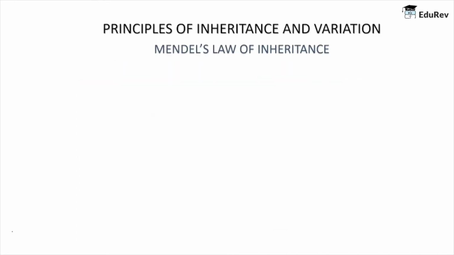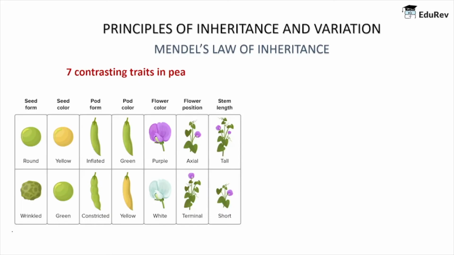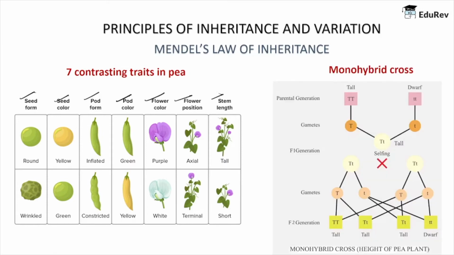In the previous video, we talked about how Mendel observed 7 contrasting traits in garden pea plants, and that were seed shape, seed color, pod shape, pod color, flower position, and stem length. And we also learned what a monohybrid cross was, where Mendel took only one character of a pea plant and crossed two pure tall and pure dwarf plants.